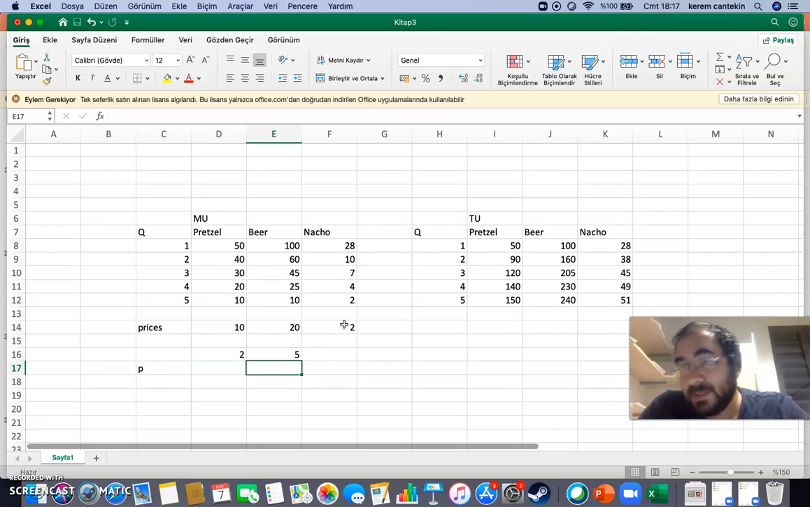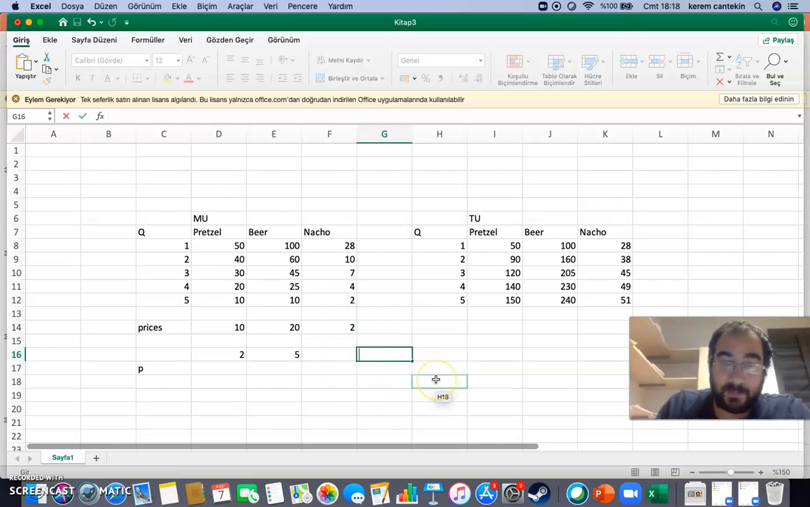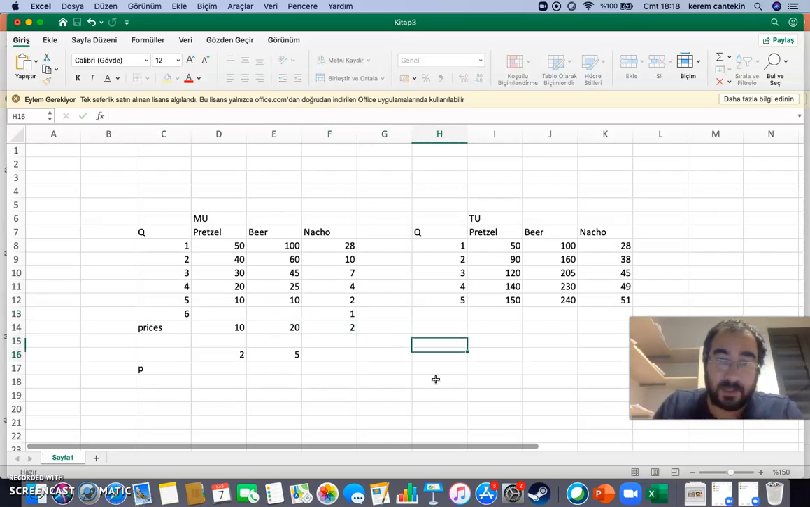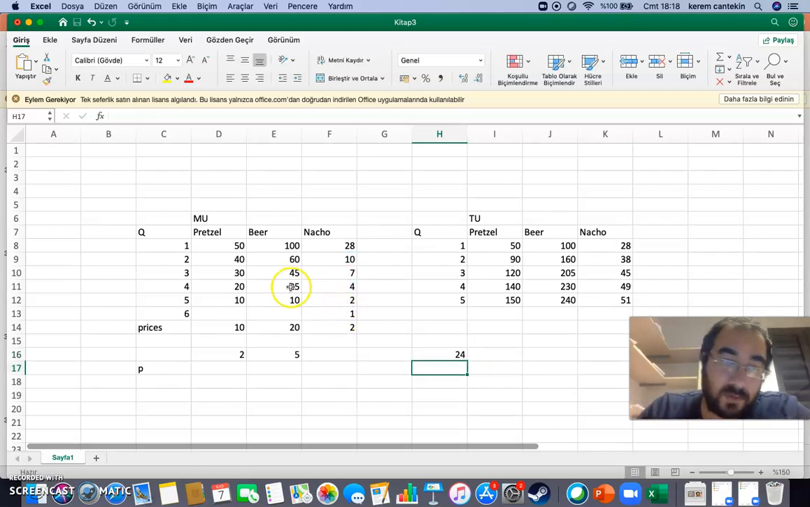Well, in real cases you might also consider, for example, that by spending my $10 to buy nachos, from the 6th nacho we get, let's say, 1 unit of utility. In that case, if I use all my $10 to buy nachos, I will have 10 plus 7 plus 4 plus 2 plus 1 units of utility, which is 24. If I instead buy pretzel, I will get 20 units of utility.